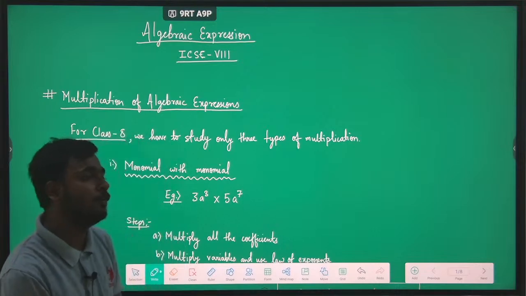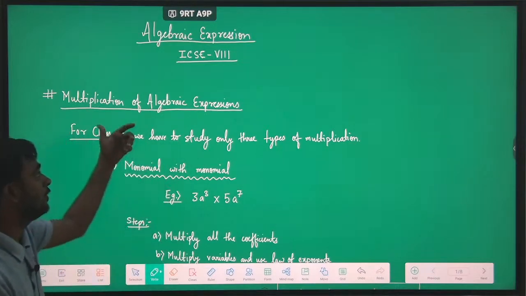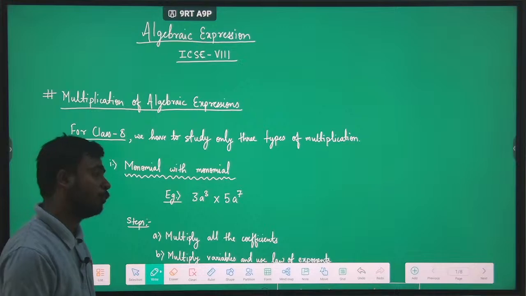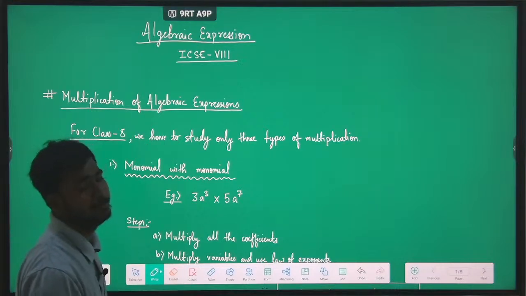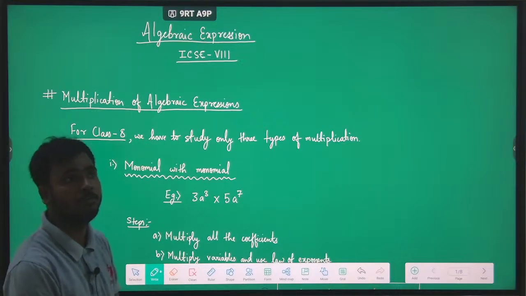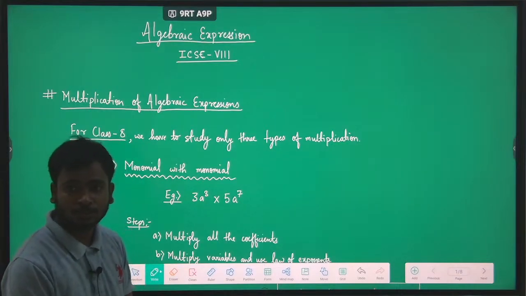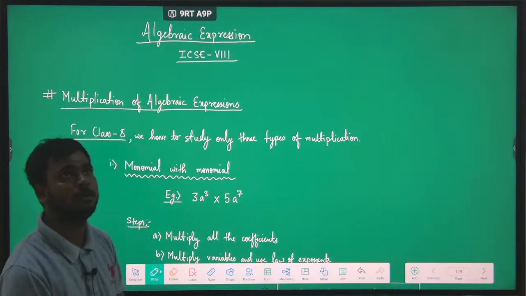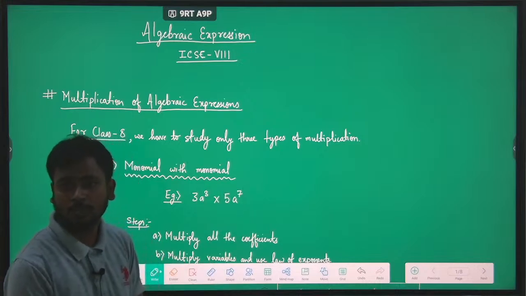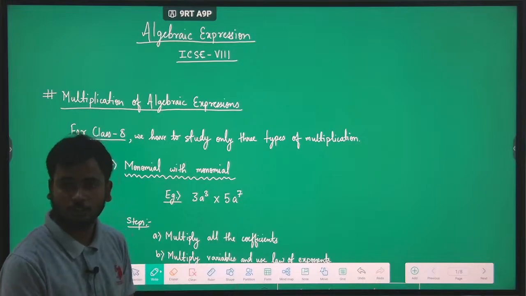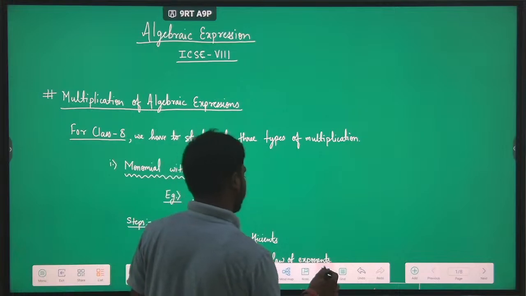Okay. Now we will move towards multiplication of algebraic expressions. That means how will we multiply a monomial with a binomial? How will we multiply a monomial with a monomial? So these things we learn in this video.